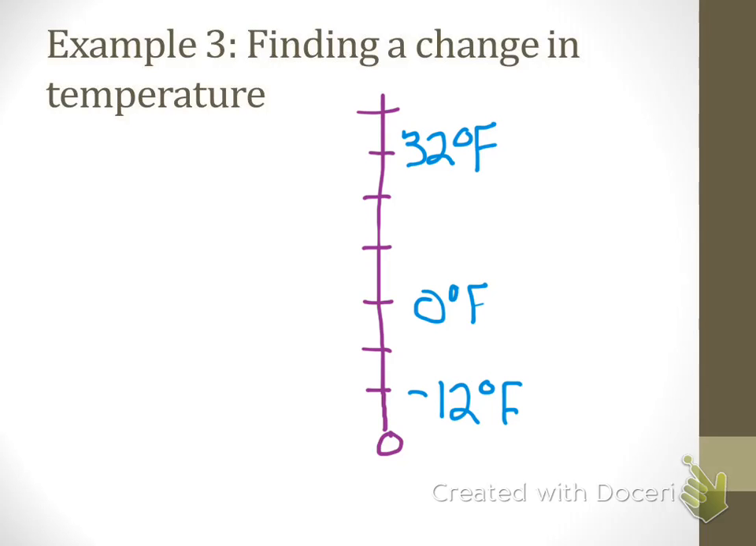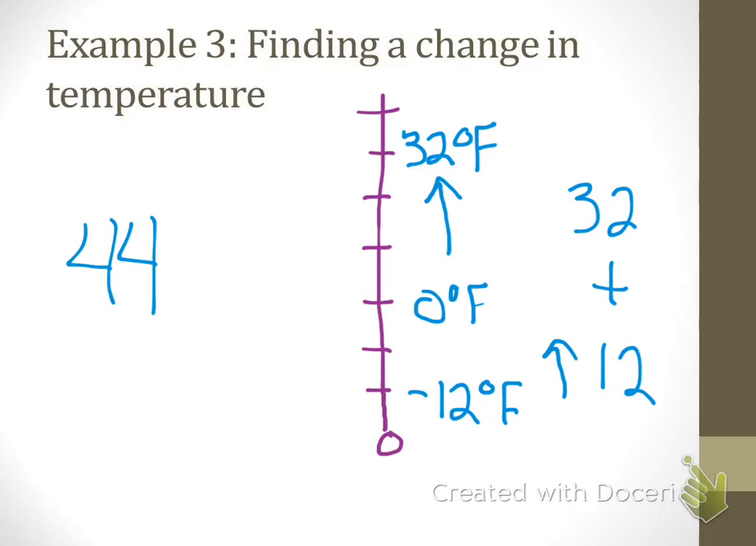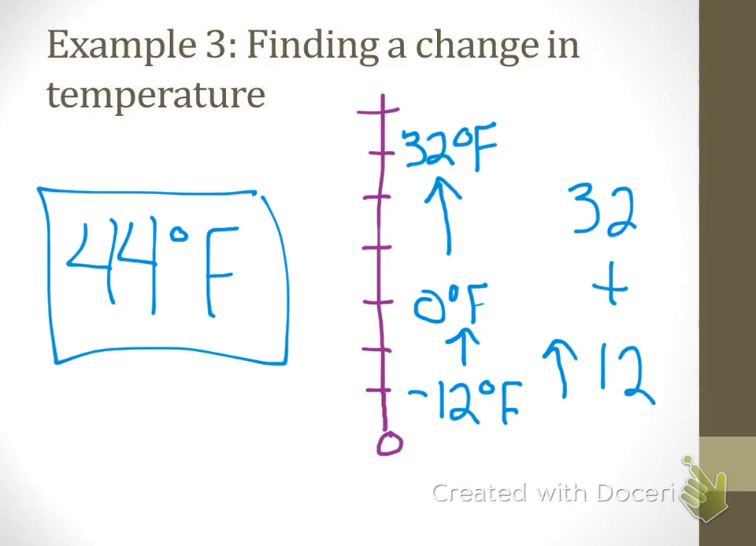Okay, what is the change in temperature? Well, how many do you have to go from negative 12 to 0? 12. And how many do you have to go from 0 to 32? 32. So how do you figure out the change? Add them together. 32 plus 12 is what? 44. And is my answer going to be positive or negative? Positive, because the temperature is increasing. It started at negative 12 and it ended at positive 32. So my answer would be 44 degrees Fahrenheit. Okay? Do you see that?